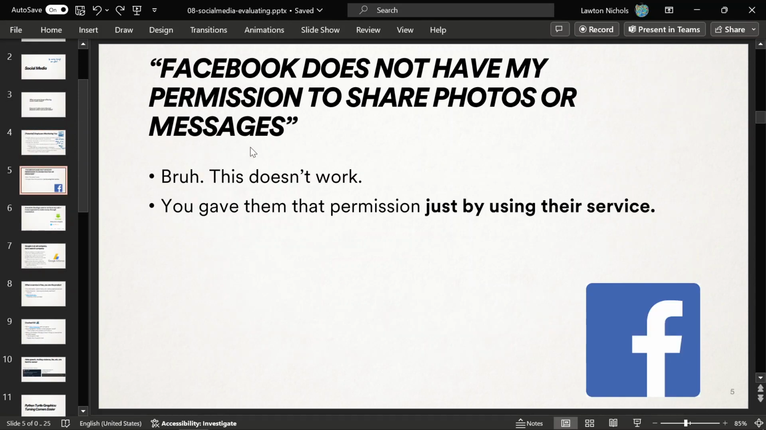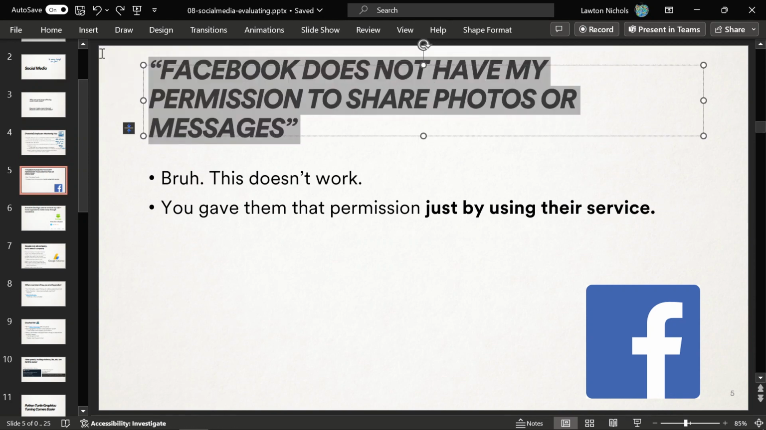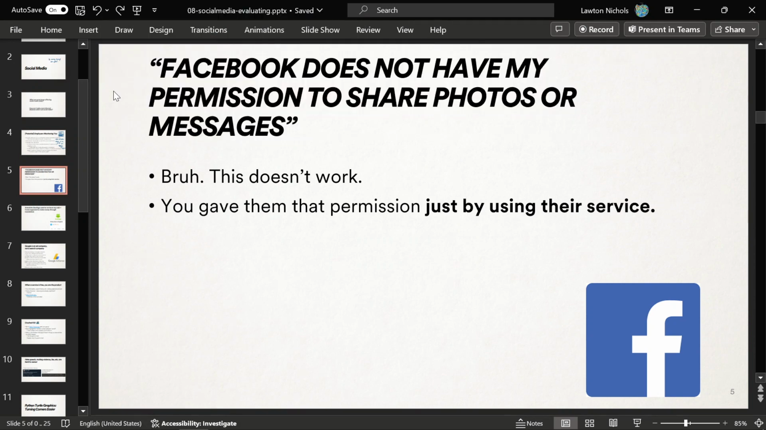So here are some more ideas. You've probably seen, I've seen old people make these posts on Facebook before, in all caps, of course: "Facebook does not have my permission to share my photos or messages," things like that. Have we seen that before? Is it just me, friends with old people? So this does not do anything at all.